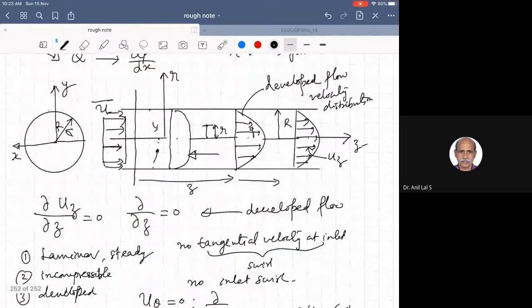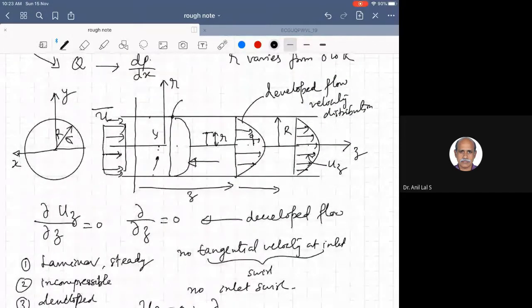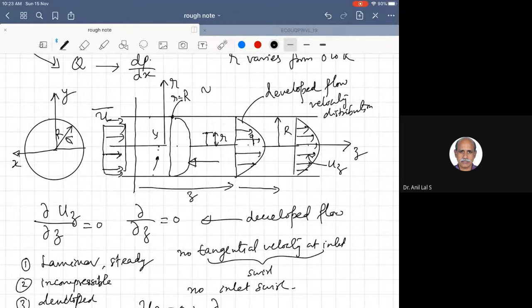And we know at r is equal to capital R, the no slip condition gives u_r is equal to 0.